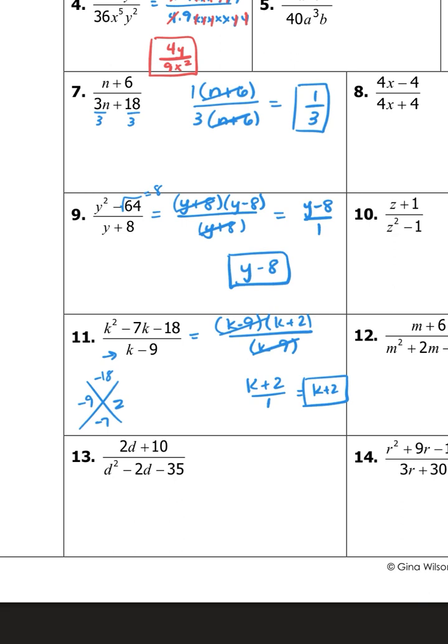All right, and then for number 13, I'm going to say I can probably factor a 2 out of both of those, and I would be left with d plus 5. And then on the bottom, I would have negative 7 and positive 5. So I'm going to have d plus 5 and d minus 7. And so my d plus 5s are going to cancel. And then I'm left with 2 over d minus 7.